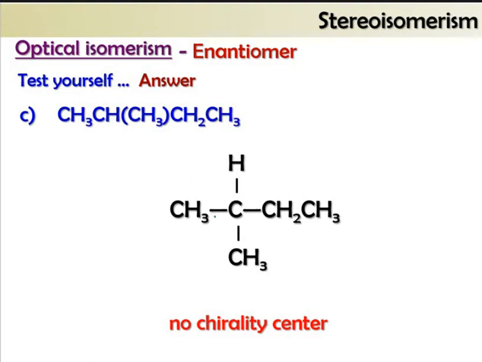Alright, for this structure ada tak chiral carbon? Tak ada. Sebab apa? Kalau kita tengok kat sini, seolah-olah carbon ni macam ada, tapi dia ada two identical group, iaitu CH3. So no chiral center, so maksudnya tak ada, bukan enantiomer.